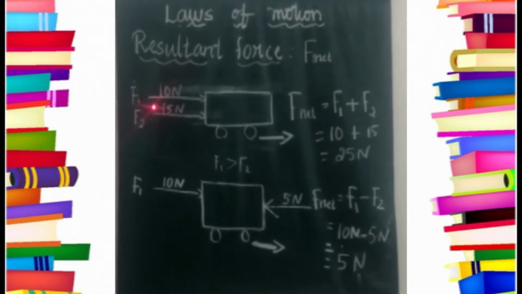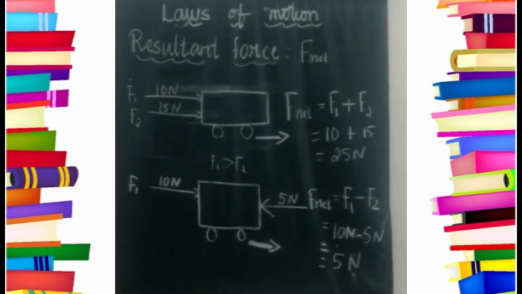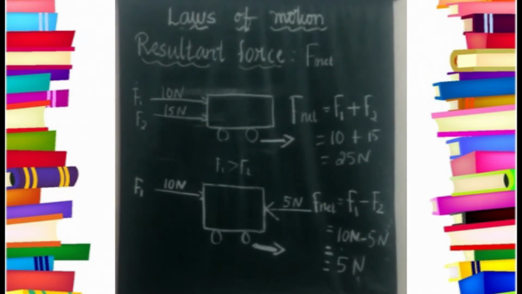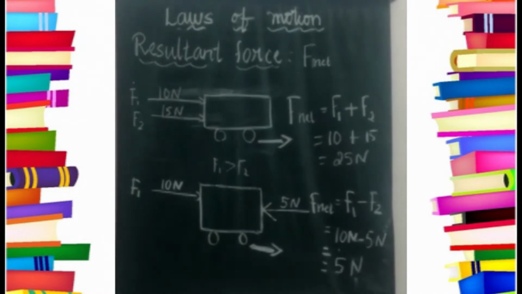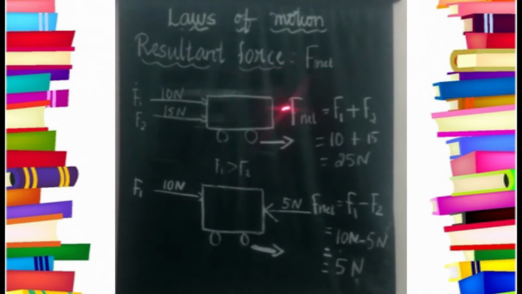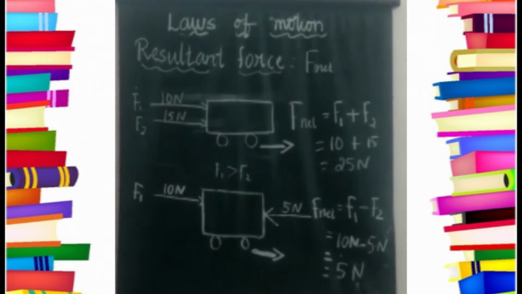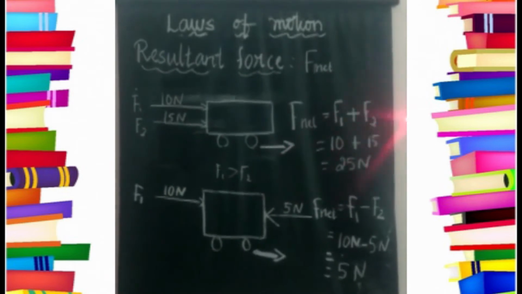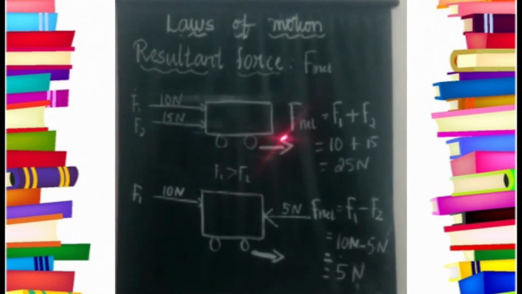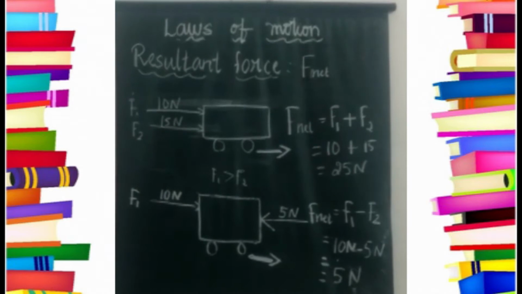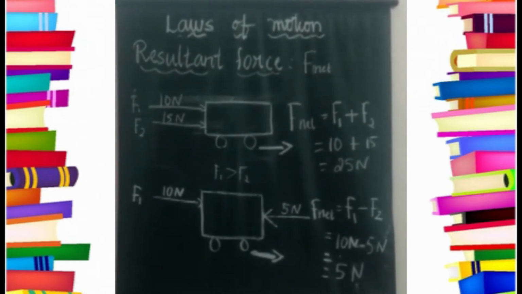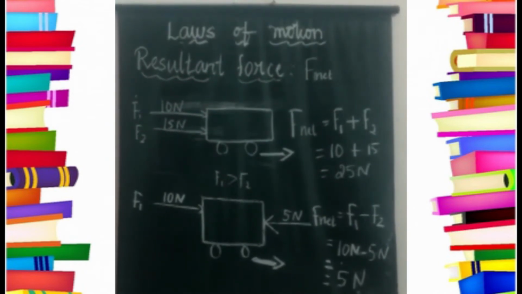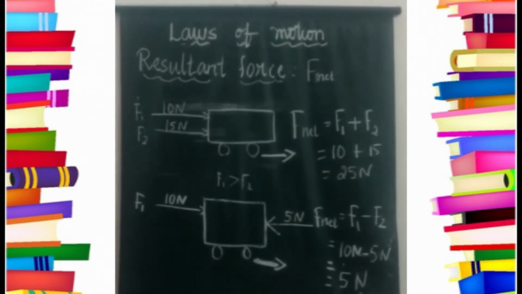Imagine two boys are pushing a car. One boy is applying 10 Newton and another boy is applying 15 Newton. Could you guess the total amount of force acting on this body? Yes, the total force will be 25 Newton. That is, you have to add the two forces. Resultant force is equal to F1 plus F2, that is 10 plus 15, we get 25 Newton. So this car moves along the right side.